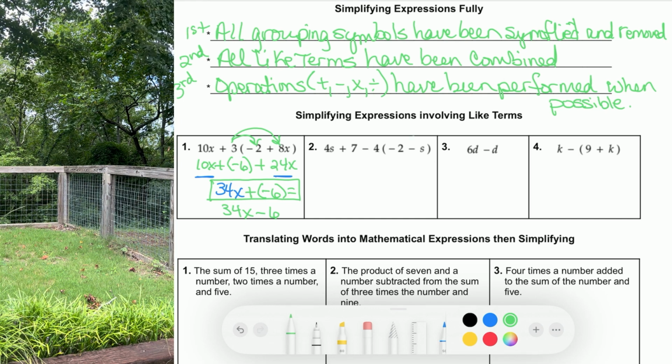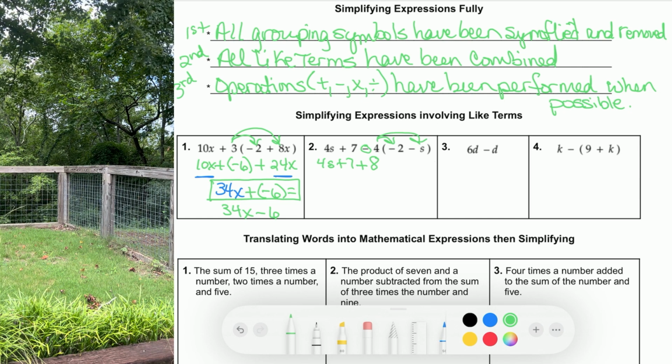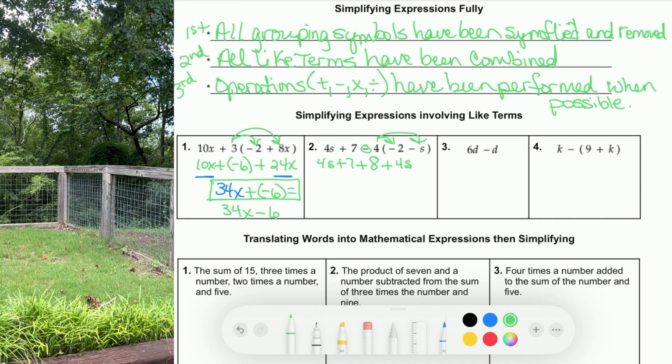Let's look at number 2 now. We have 4s plus 7 minus 4 times a -2 minus s. We're in the same situation. We cannot combine the -2 and the -s together because they are not like terms. So we need to distribute this -4 to both items. I'm going to rewrite the 4s plus 7. Then I have -4, because that's what this minus sign means. -4 times -2 is a positive 8. So that becomes a plus 8. A -4 times a -s becomes a positive 4s, a plus 4s.